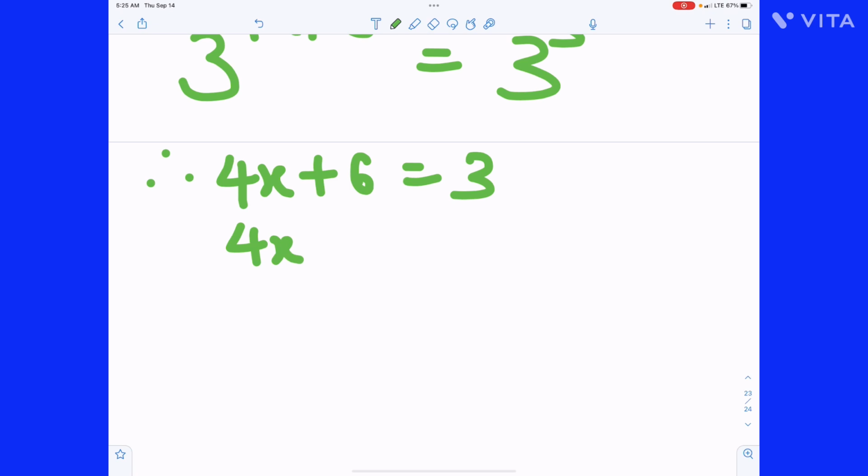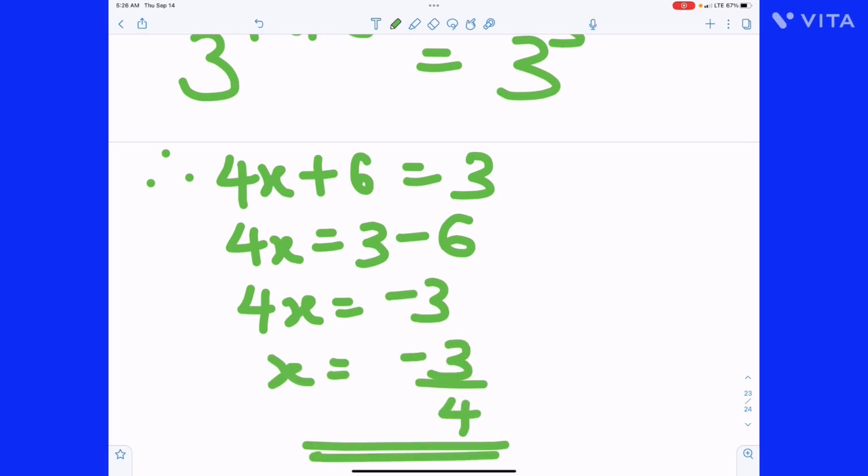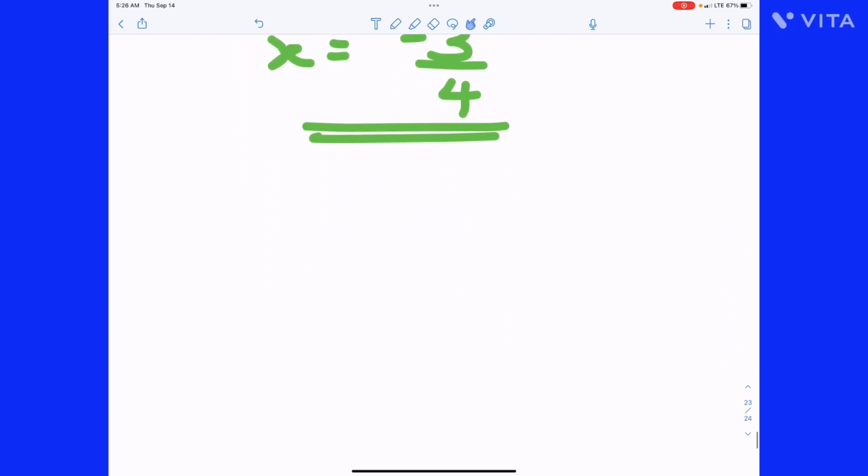So 4x is 3 minus 6. 4x is what? Minus 3. x is minus 3 over 4. That's the answer to that.